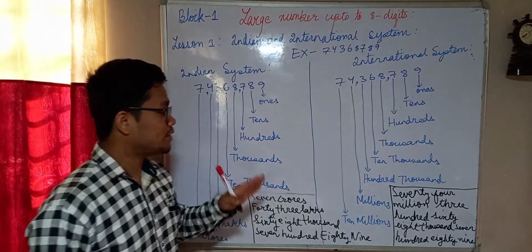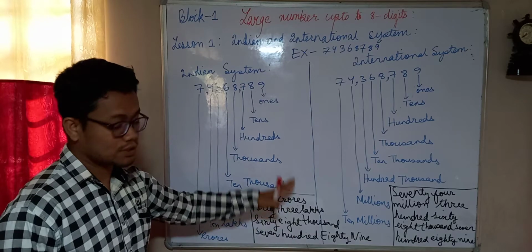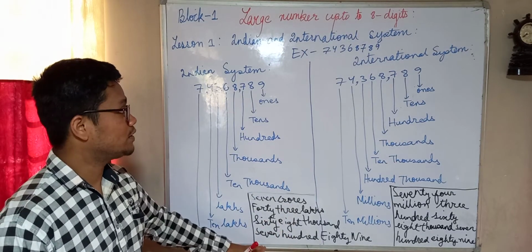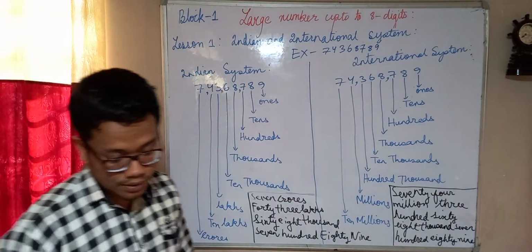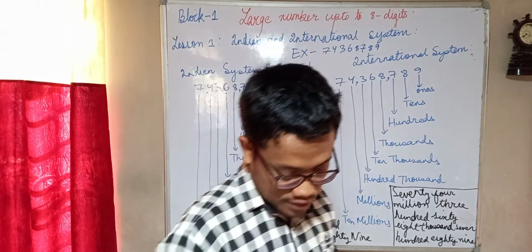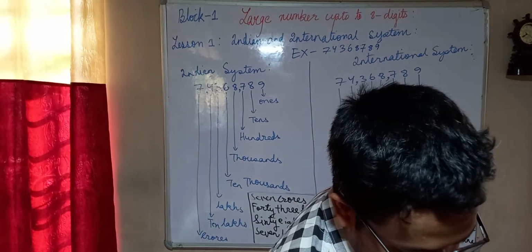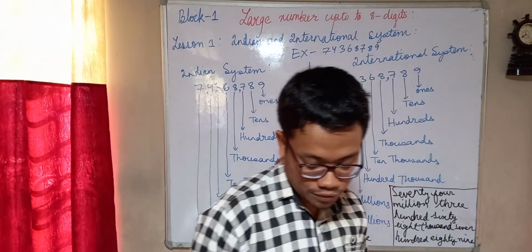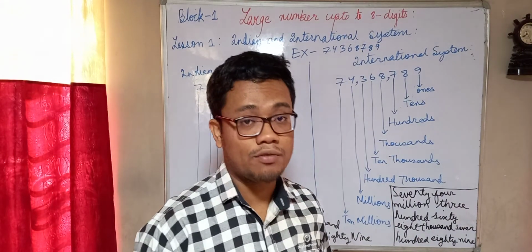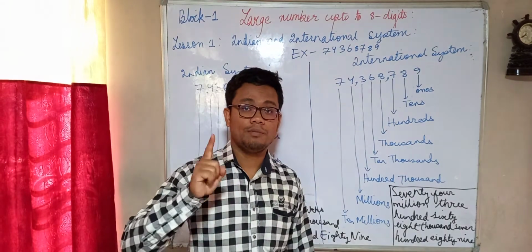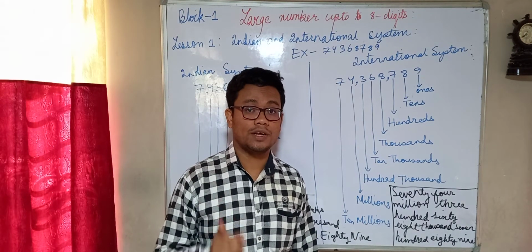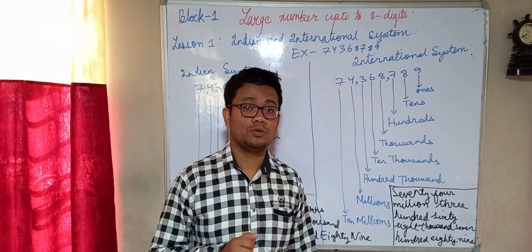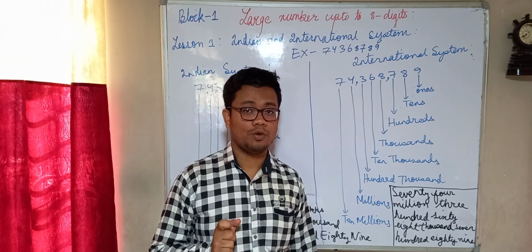As soon as you complete this, your classwork will be to do question numbers 1, 2, 3 and 4 from page number 5 of your block 1. You have to do question numbers 1, 2, 3, 4 from page number 5 as your classwork, and you have to send it to me before 5 p.m.